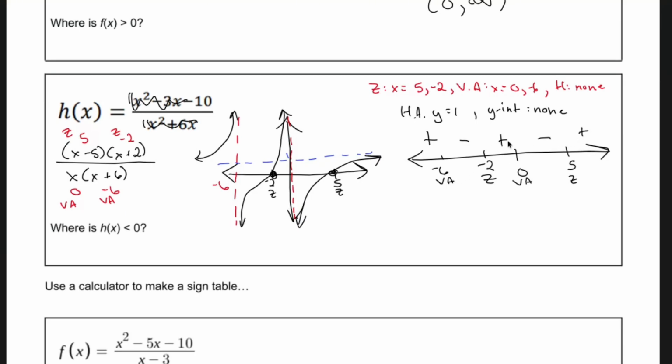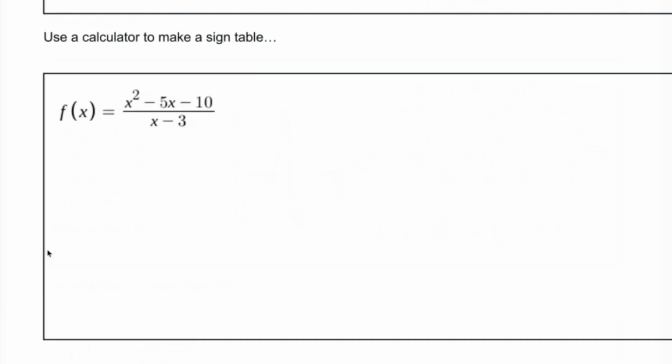I care about where this is negative. So this is going to be negative in two spots: in between -6 and -2, and in between 0 and 5. Tricky, tricky, tricky. All right, now let's use a calculator to make a sign table.